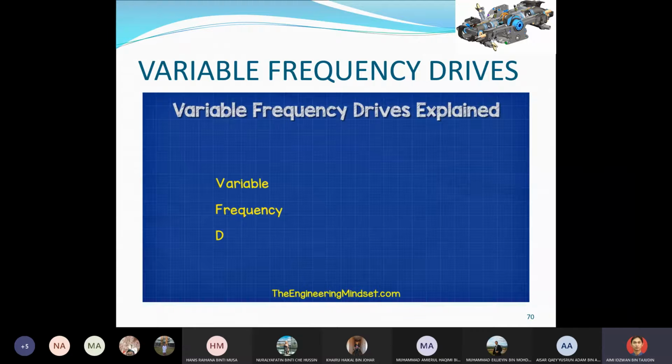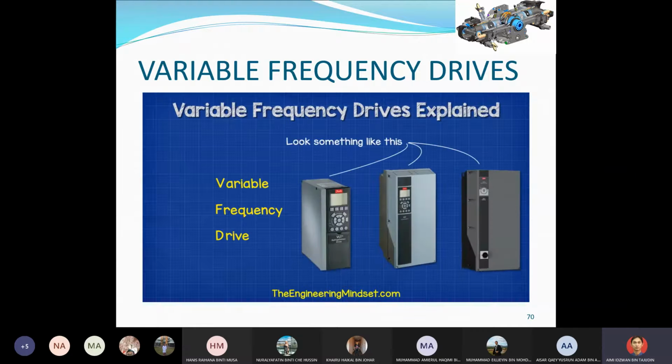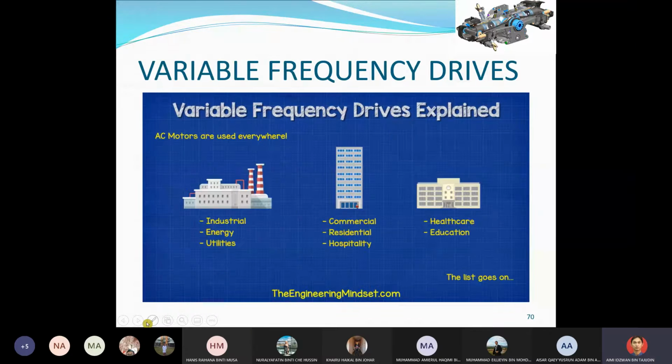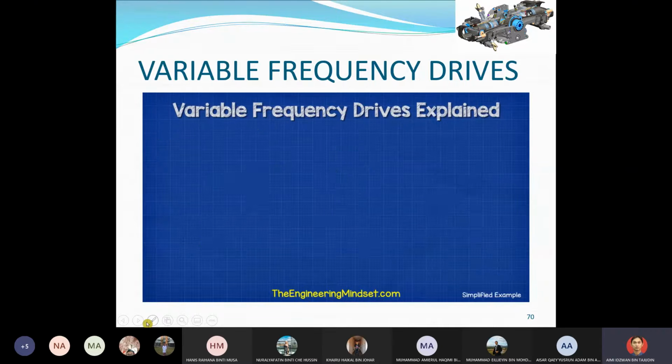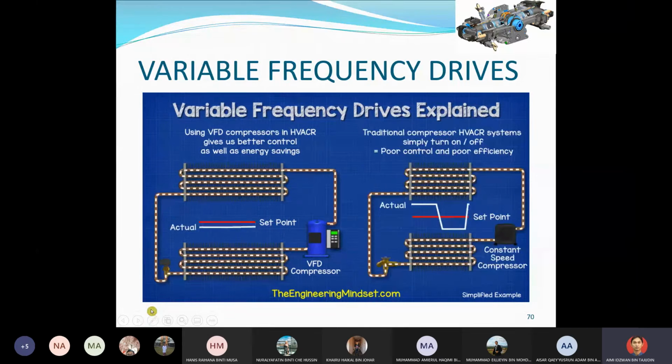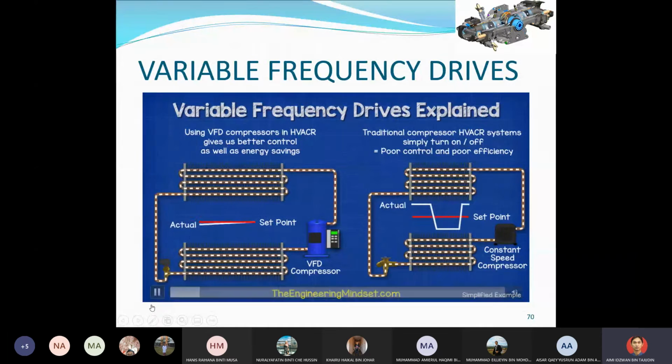VFD stands for Variable Frequency Drive, and they look something like this. You might also hear them referred to as AC drives or variable speed drives, and that's because they are used to control the rotational speed of an AC motor. We find AC motors and VFDs used in all industries, but especially HVAC. For example, we can find them used to control a compressor's speed in a refrigeration system, and that allows us to closely match the cooling demand which will result in significant energy savings. Traditionally, we would have had to use a fixed speed compressor.